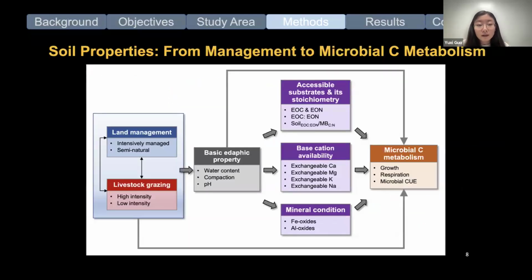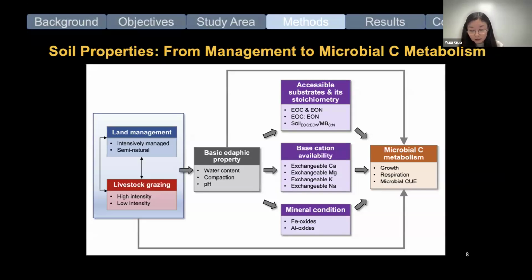In this study, we measured a comprehensive set of soil properties to understand how land management affects microbial CUE. So our measurements range from very basic soil properties like soil moisture, compaction, pH, and labile carbon, nitrogen, and their stoichiometry ratios, to the base cation availabilities, including calcium, magnesium, potassium, and sodium, as well as multiple forms of iron and aluminum oxides.